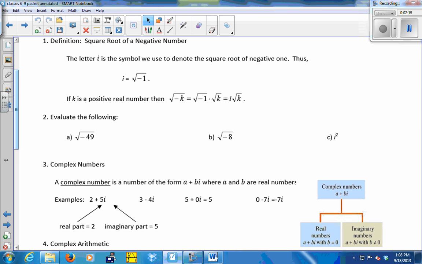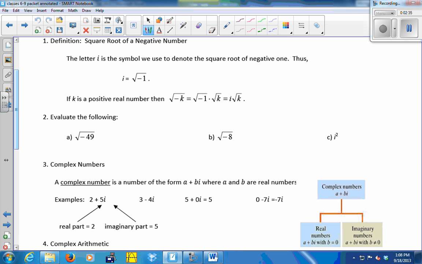So that means that if k is a positive real number, if you want to take the square root of -k, that breaks down to the square root of -1 times the square root of k. And square root of -1 is i. So we get i times the square root of k. So let's do a couple of examples.